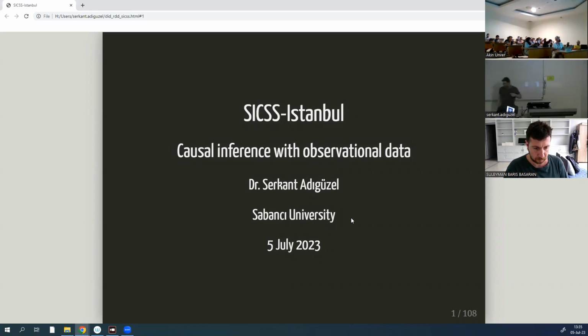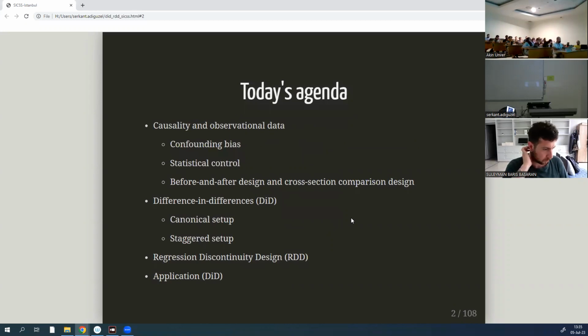So today I'll be talking about causal inference with observational data. And in particular, our focus is going to be on DID, the difference-in-differences strategy. But before coming to DID, there are some things that we need to cover. And hopefully, if we have time, I'm also going to show you another design, which is called Regression Discontinuity Design.